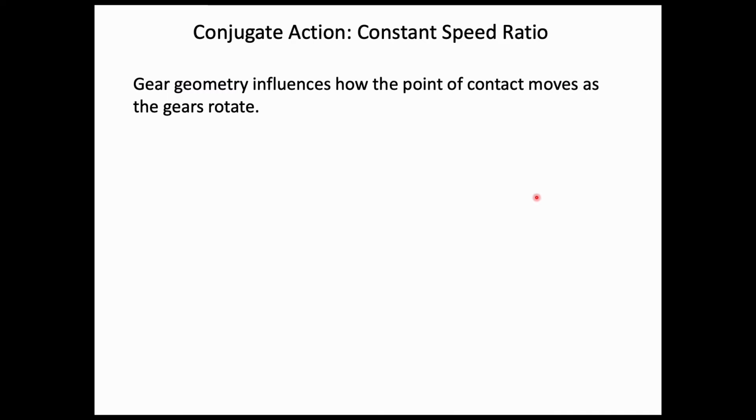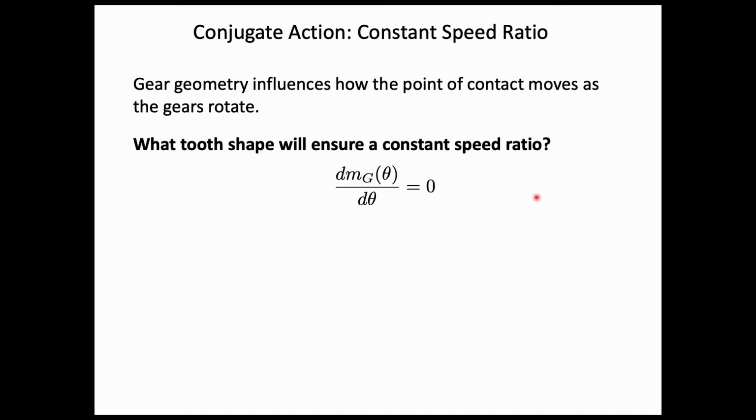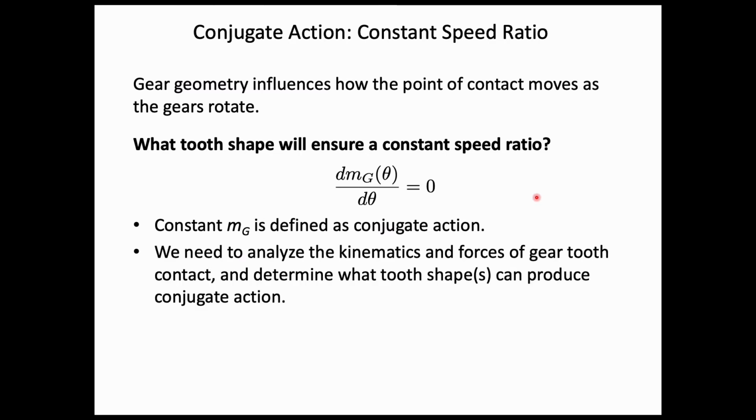Gear geometry influences how the point of contact moves as the gears rotate. So we need to design the gear geometry such that we have the point of contact and the direction of the forces moving in a way that produces conjugate action. So we need to answer this question: what tooth shape will ensure a constant speed ratio? And this constant speed ratio is defined as conjugate action. We need to analyze the kinematics and forces of gear tooth contact and determine what shape or shapes can produce conjugate action.